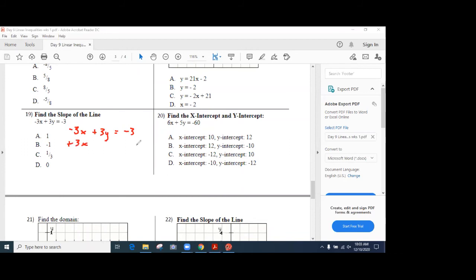So we're adding 3x, adding 3x. That cancels. We got 3y equals 3x minus 3. Divide by 3, divide by 3. All right, here's the thing that's going to get some of y'all. So this is y equals 1x minus 1. Make sure we're looking for slope. Obviously, it's either 1 or negative 1. Which one's the slope? It's in front of the x. So it would be A, 1.